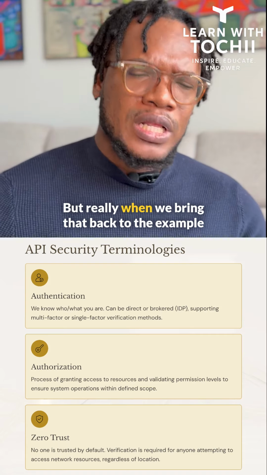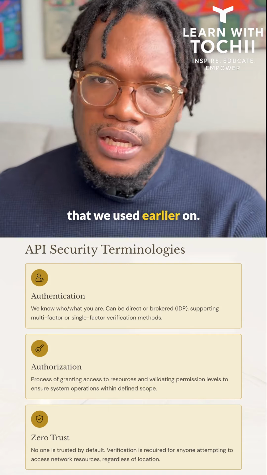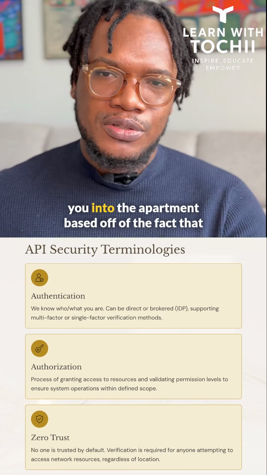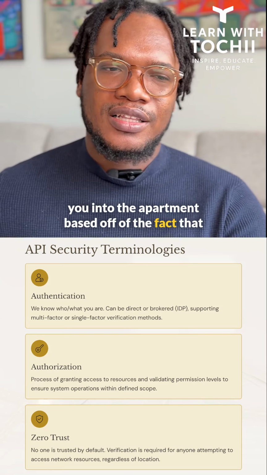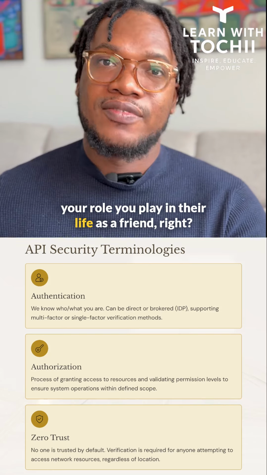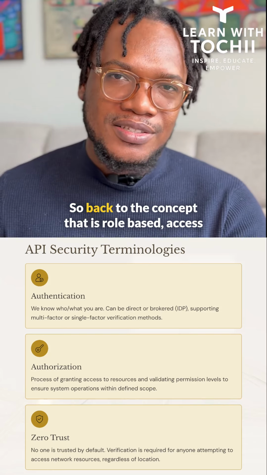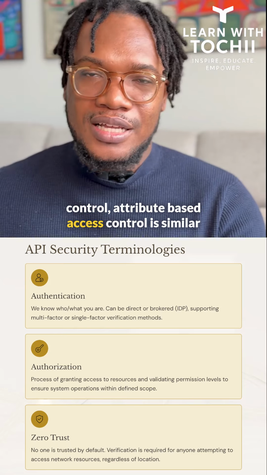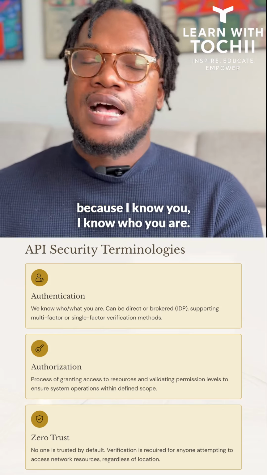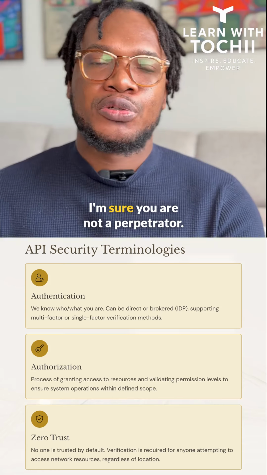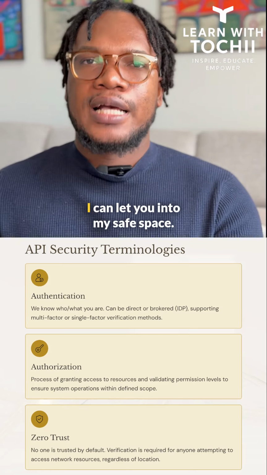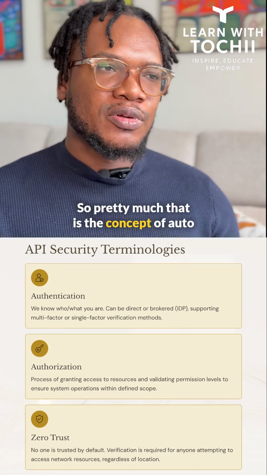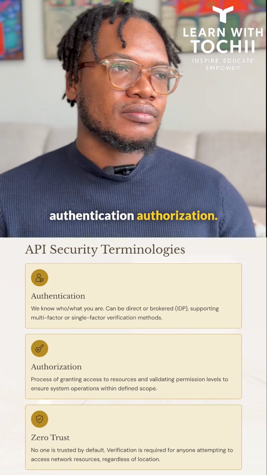But really, when we bring it back to the example that we used earlier on, you would note that your friend can only allow you into the apartment based off of the role you play in their life as a friend, right? So back to the concept, that is role-based access control. Attribute-based access control is similar because I know you, I know who you are, I am sure you're not a perpetrator, I can let you into my safe space, right? So pretty much that is the concept of authentication and authorization.